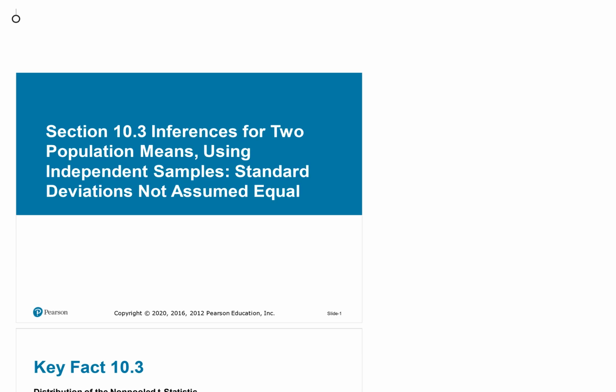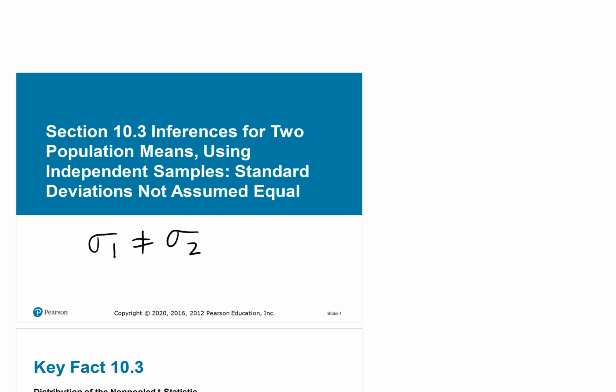Section 10.3, Inferences for two population means. As we did in the previous section, we use independent samples, but here the standard deviations for the two populations are assumed not to be the same. That's the only difference, but it changes a lot when we start working with testing.